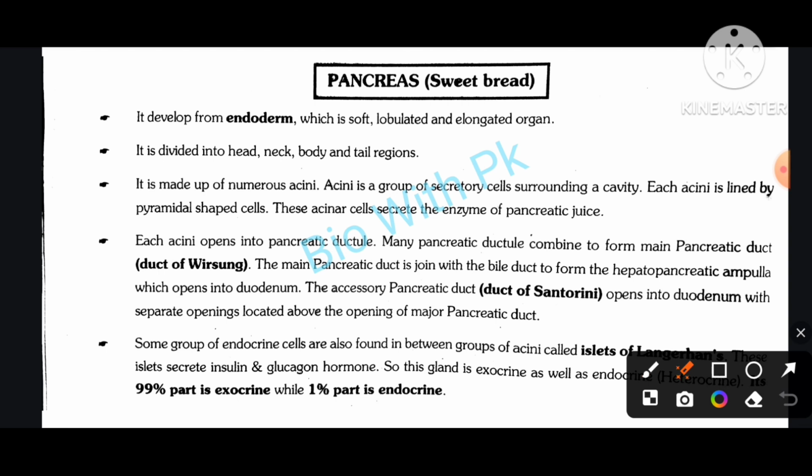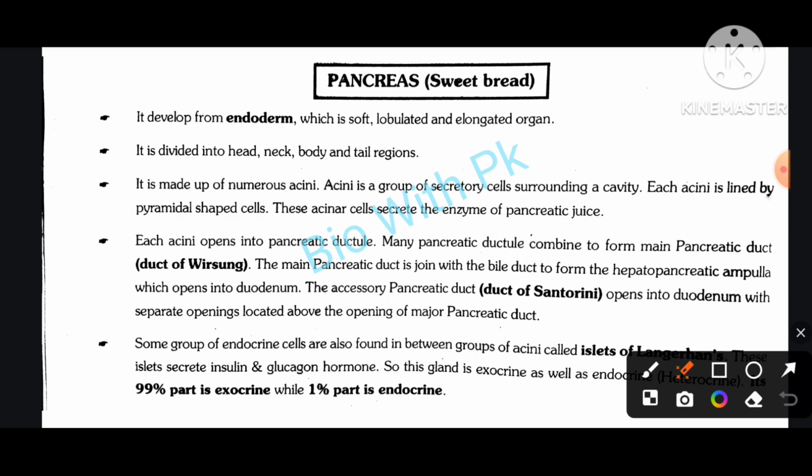Pancreas. Sweet bread. It develops from endoderm, and is a soft, lobulated, and elongated organ. It is divided into head, neck, body, and tail regions. It is made up of numerous acini. Acini is a group of secretory cells surrounding a cavity. Each acinus is lined by pyramidal shaped cells. These acinar cells secrete the enzymes of pancreatic juice. Each acinus opens into a pancreatic ductule.